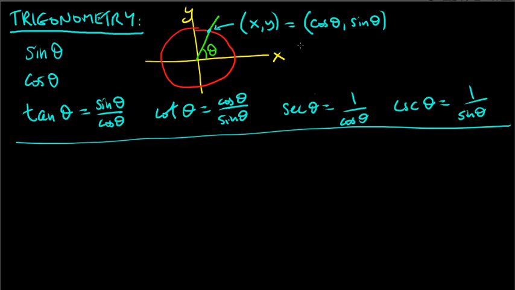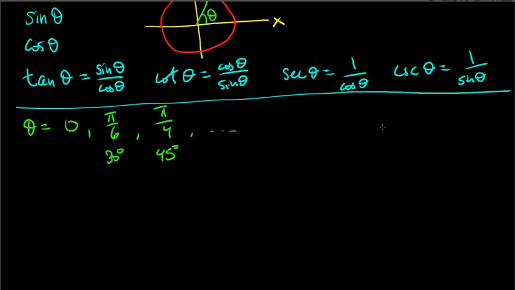What else? So there's really not much else. Of course, you should know the standard angles, right? You should know the values of all 6 of these functions for theta equals 0, right? Pi over 6, or 30 degrees, pi over 4, or 45 degrees, or any multiple of these, right? Any multiple of those two angles. So 60 degrees, 90 degrees, 120 degrees, and so on. Right? And 0 radians is also 0 degrees. That's the only angle that's the same for both.